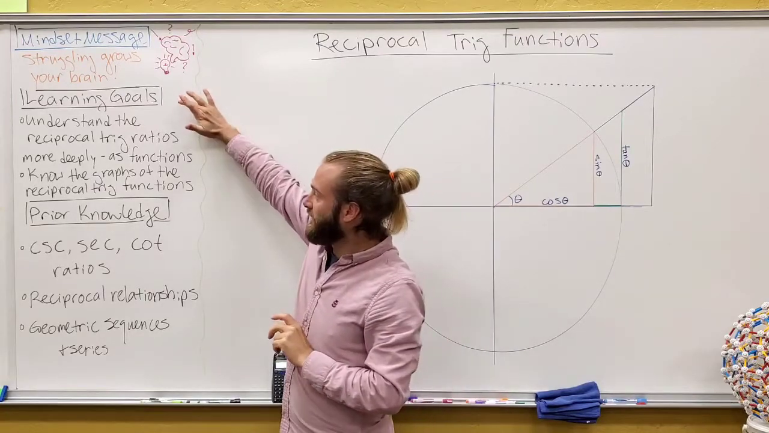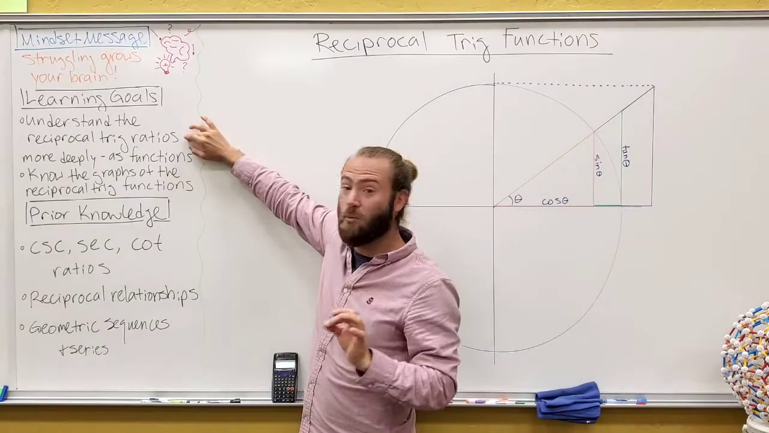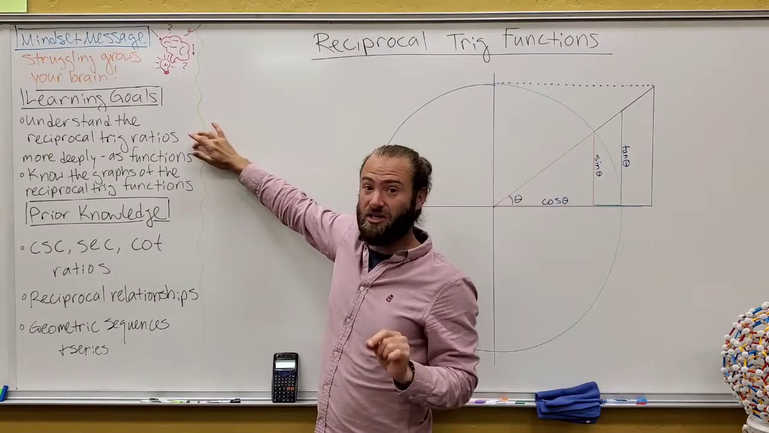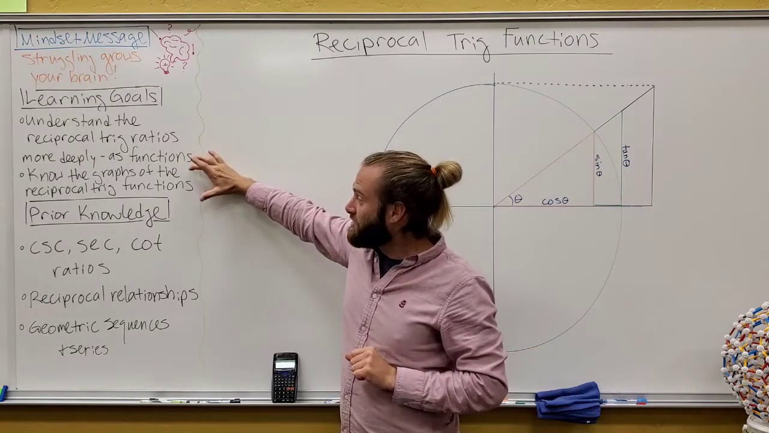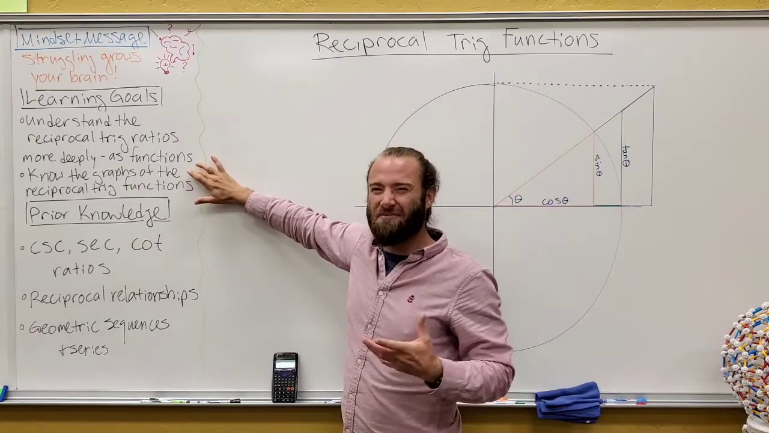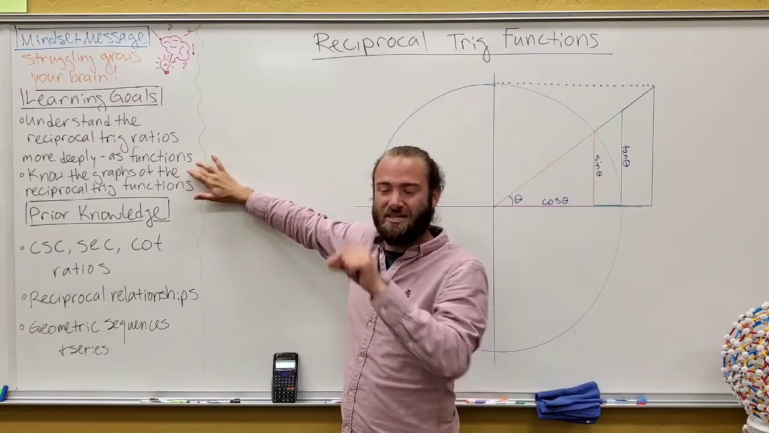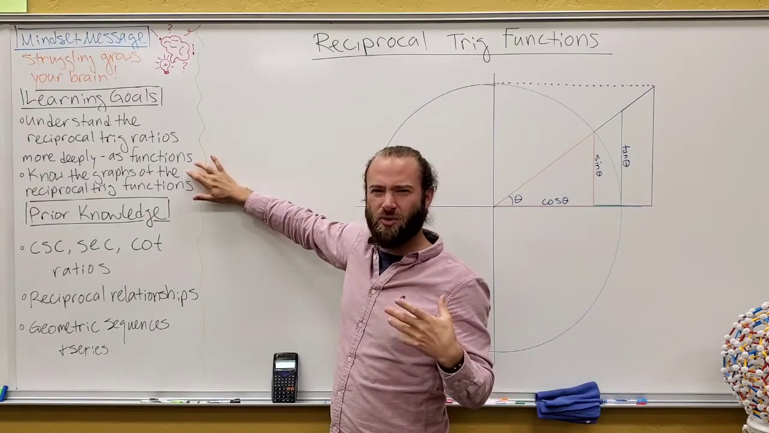Our learning goals for today are first to understand the reciprocal trigonometric ratios more deeply as functions. And the next one is to know the graphs of the reciprocal trig functions. It's not super often or ever you're going to really need to sketch them by hand much, but it is important to know why they look the way they do and the way they behave.